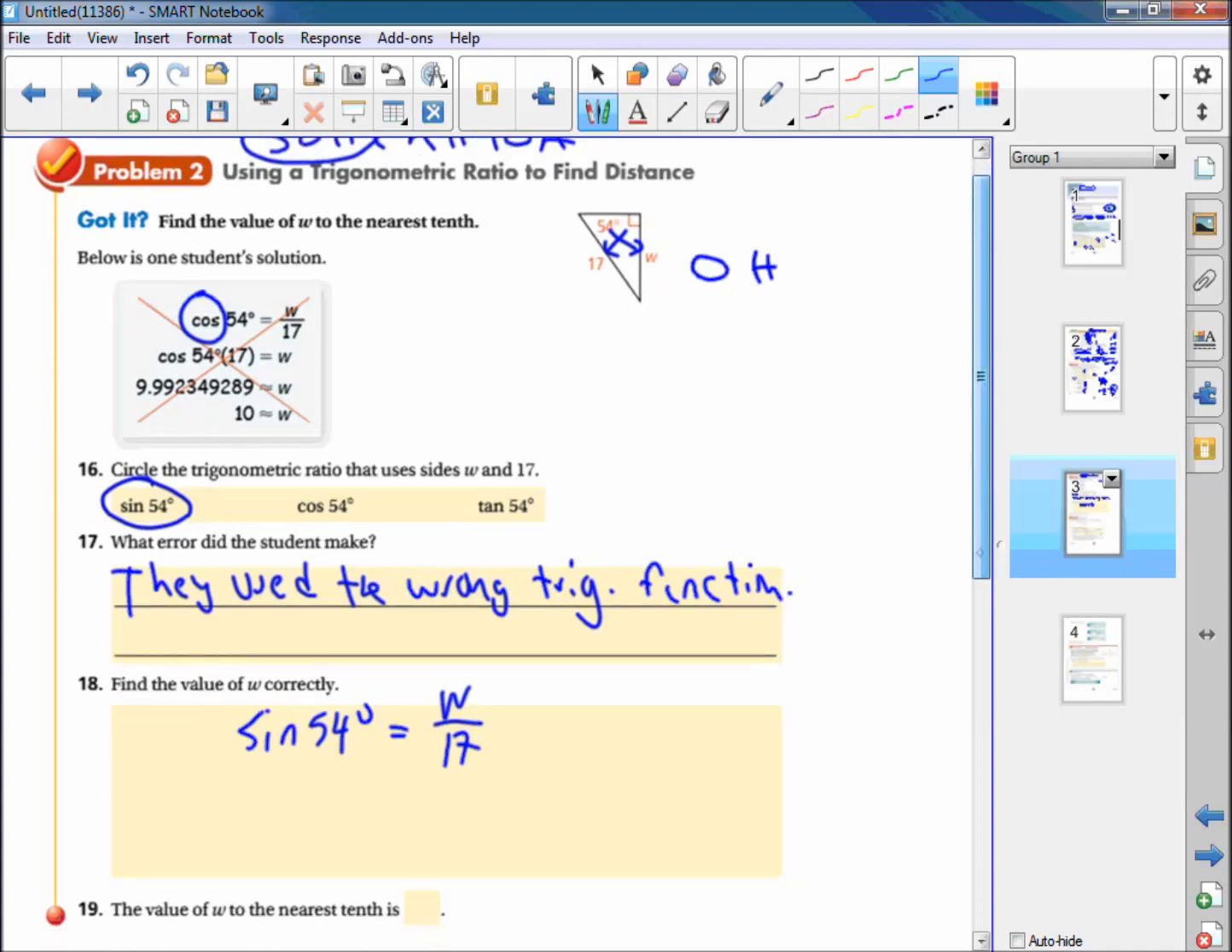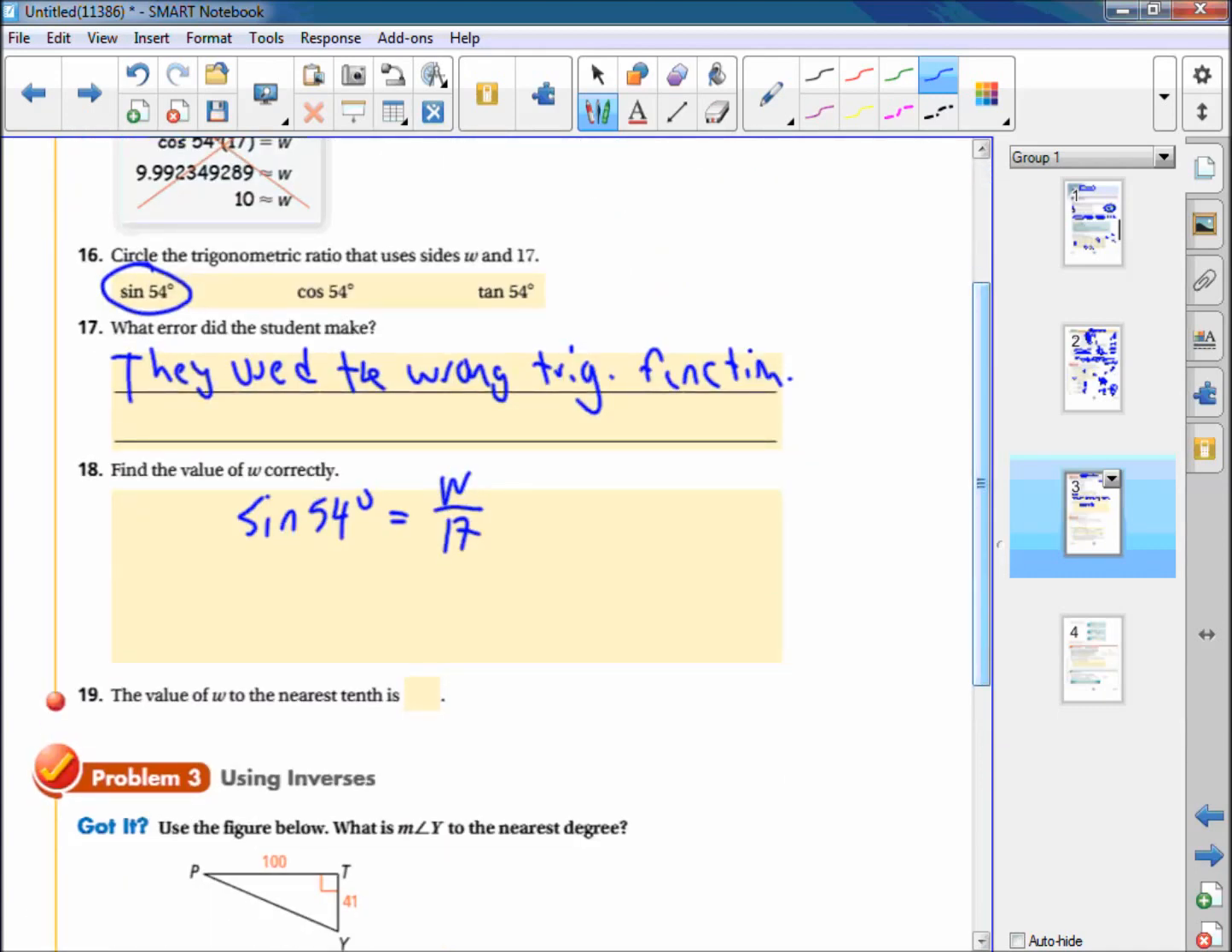And then I can just solve for W by multiplying both sides by 17. Okay, so 17 times the sine of 54 equals W. And then this is where a calculator comes in handy. Okay, so I'll turn on my calculator and type this in. So 17 times the sine of 54. Okay, and when I type that in, I get 13.8. And this is rounded. Okay, so what is the value of W to the nearest tenth? 13.8.